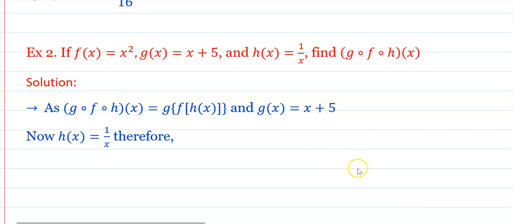Okay. Now the next. f of x is equal to x squared, g of x is x plus 5, h of x is 1 by x. Then find, what is that? g o f o h of x.